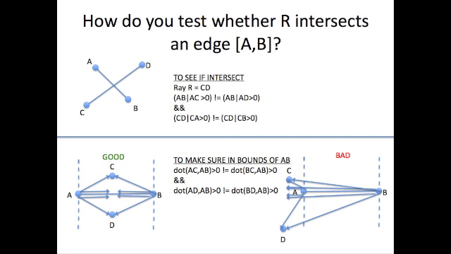So to do that, for C, you would take the dot product of AC and AB and make sure it's opposite of the dot product of BC and AB. And that way you know that they're pointing towards each other. So C has to be in the bounds of AB, like you can see on the left. If they both point the same direction, if the signs of the dots are both equal to each other, then it's bad, like on the right, and they're pointed the same way and it's outside the bounds of AB.